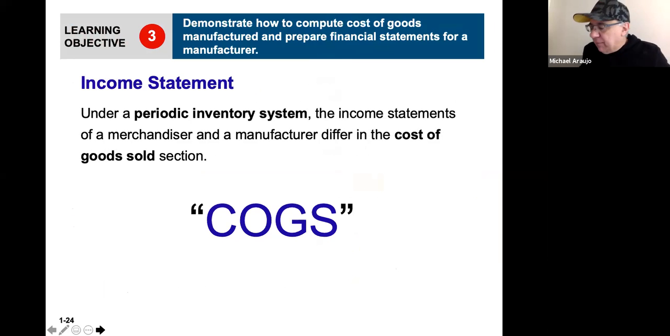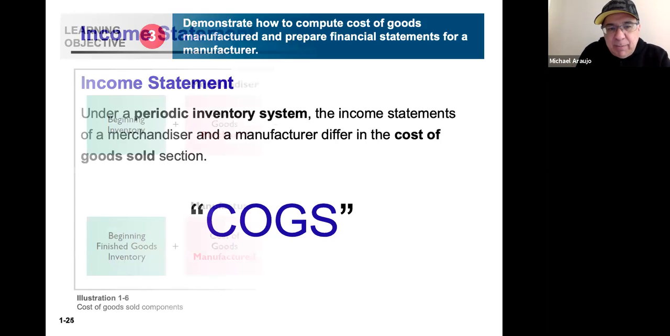All right, so learning objective 3, this is the real heavy lifting in this particular chapter. It focuses on 2 financial statements that you're very familiar with, the income statement and the balance sheet. First, the income statement is important because in manufacturing, just like in merchandising, as you learned in financial accounting, there's a cost of goods sold. It's just computed much differently for a manufacturer than for a merchandiser. You probably remember that from chapters 5 and 6 in your financial accounting class.